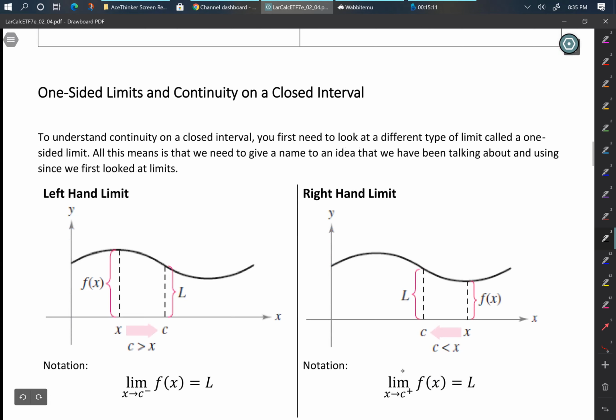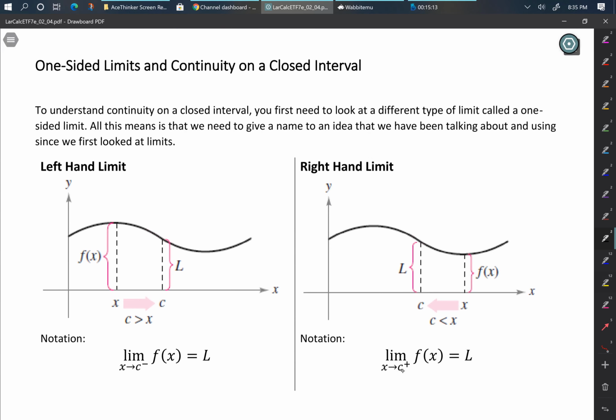I'm liking this continuity stuff. This is pretty straightforward. All right, so let's make it harder. One-sided limits, continuity on a closed interval. To understand continuity on a closed interval, we first have to take a look at one-sided limits. But this is nothing new. We're just actually giving a name to something that we've been using for a good while now.